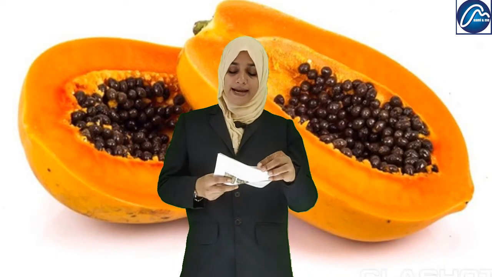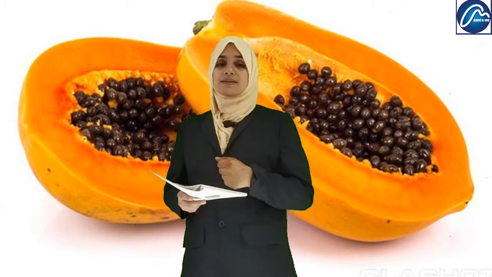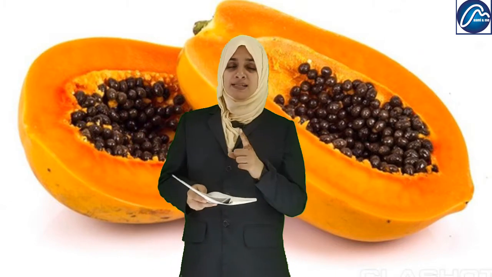Then fruits and seeds. Fruits have seeds inside them. Some fruits have only one seed and some others have many seeds. An example of a fruit with many seeds is papaya. The fruit which has only one seed is mango. Okay?